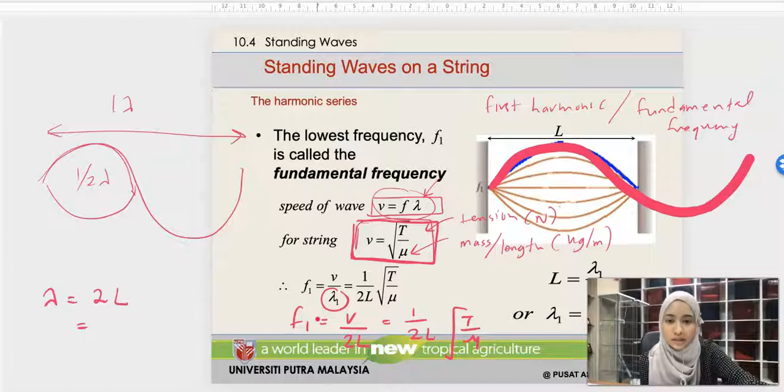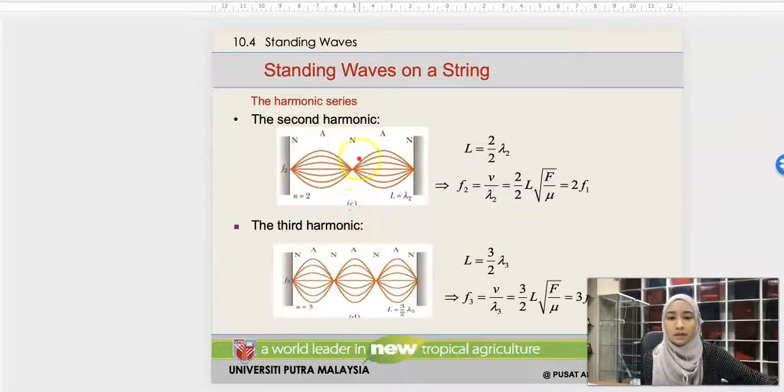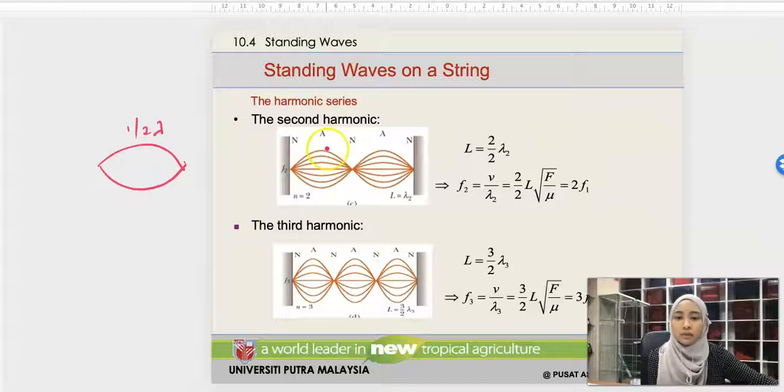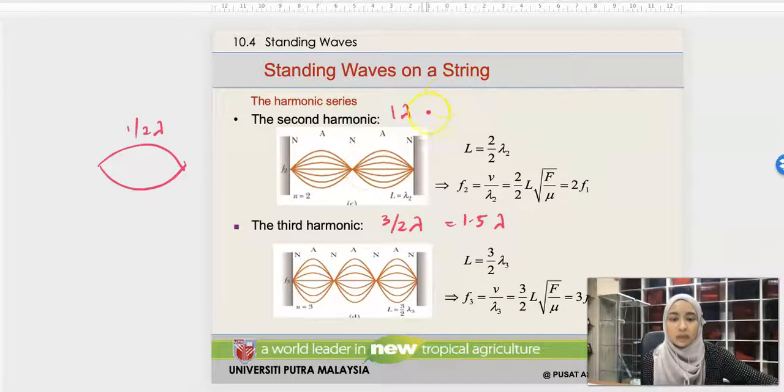Okay, so moving on to the second harmonic. We have the second harmonic and the third harmonic. Just now, our first harmonic looked like this. It was half a wavelength. Now, the second harmonic is 1 full wavelength. The third harmonic is 3 over 2 wavelength, or 1.5 of a wavelength. So in this case, L is the wavelength, and in this case, L is 3 over 2 lambda.